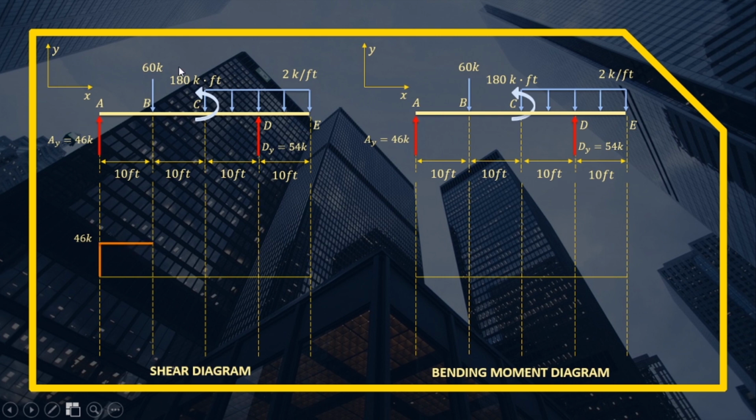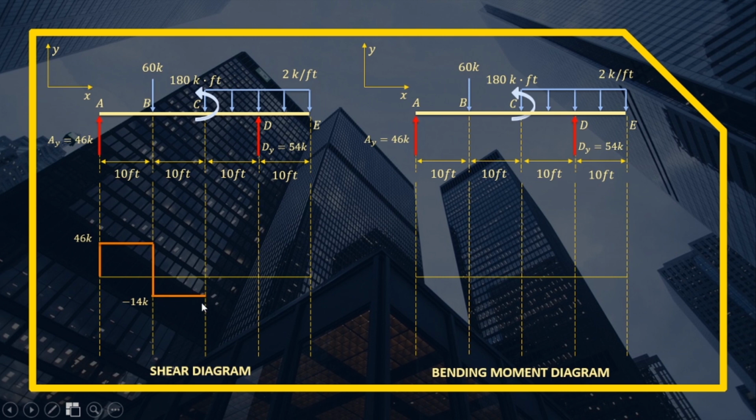Then after dito, meron tayong load na 60 kips. So if we have 46 and meron tayong pababa na 60 kips, ibig sabihin this is negative. So 46 minus 60, magkakaroon tayo ng negative 14 kips. And ganun pa din, pag wala tayong load along segment BC, constant lang yung shear natin for BC. Kaya mag-draw ulit ako ng horizontal line along segment BC.